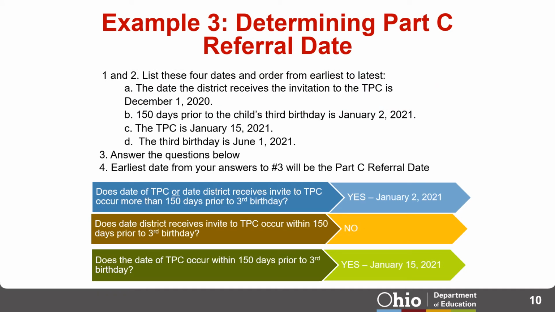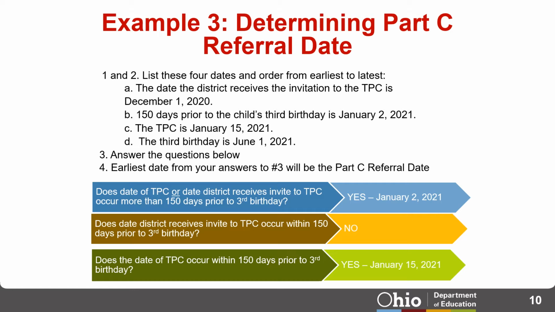Example 3. In this example, the first notification from Part C, the date the district receives the invitation to the TPC, is December 1st, 2020, and the TPC is held January 15th, 2021. Knowing these dates, what would be the referral date? We would follow steps 1 and 2 from slide 6, writing down the 4 dates in order from earliest to latest. The date the district receives the invitation to the TPC is December 1st, 2020.